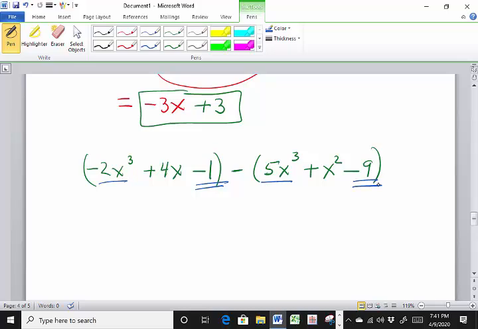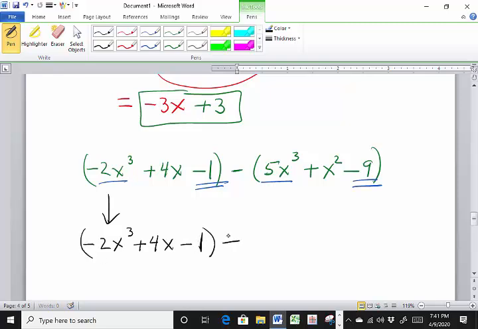So the first thing that we're going to do is add the opposite. So I just rewrite this completely: minus 2x cubed plus 4x subtract 1. And we're going to add that to the opposite of what's in the parentheses. So the 5x cubed becomes a minus 5x cubed, the x squared becomes a minus x squared, and the negative 9 becomes a plus 9.